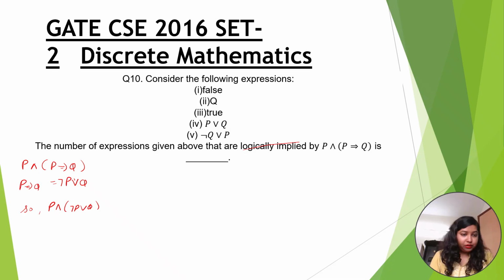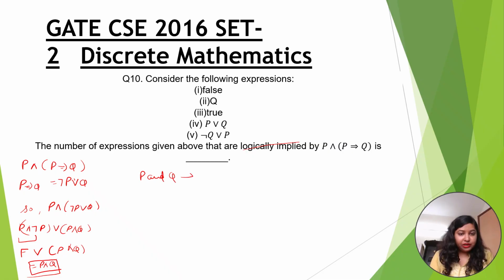Using the distributive law, it is (P and not P) or (P and Q). But P and not P will lead to false. So false or (P and Q) implies P and Q. So the premise is logically equivalent to P and Q. It means P and Q both need to be true.